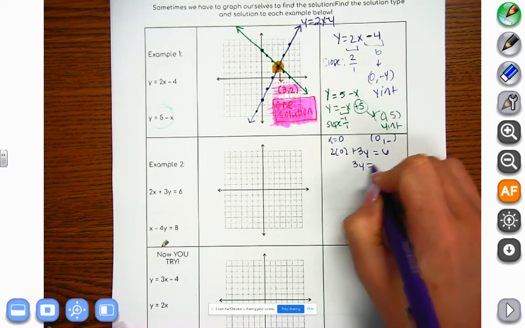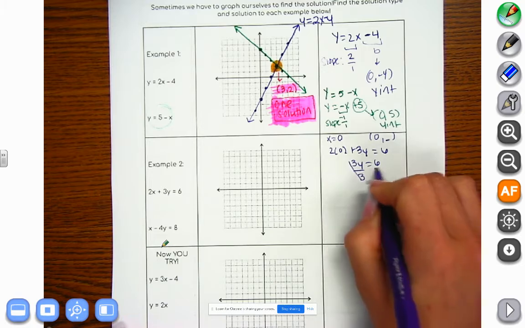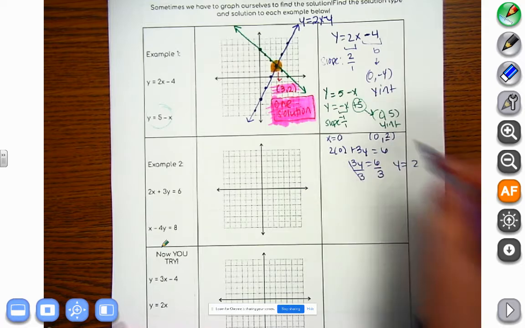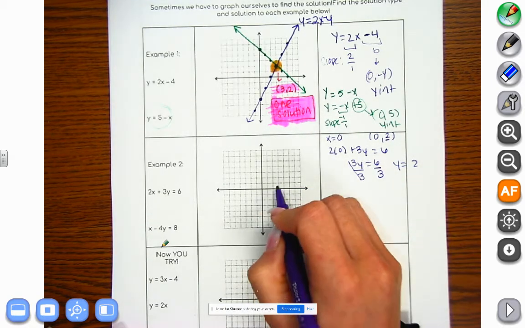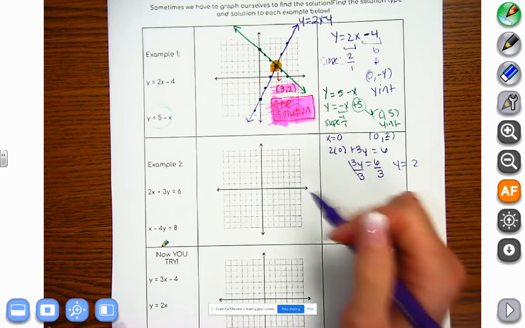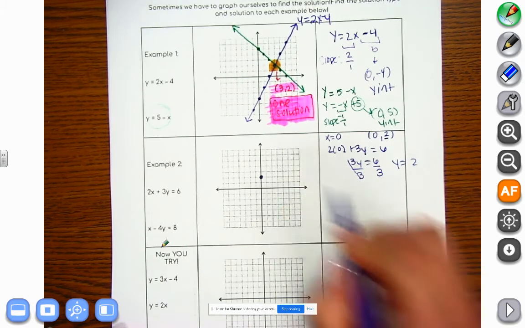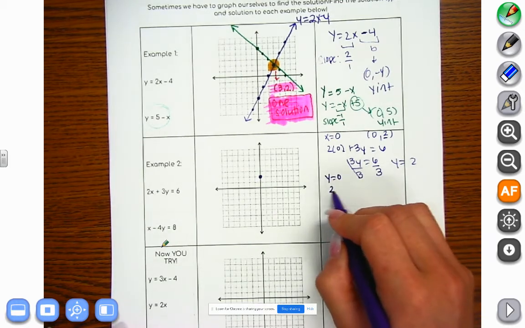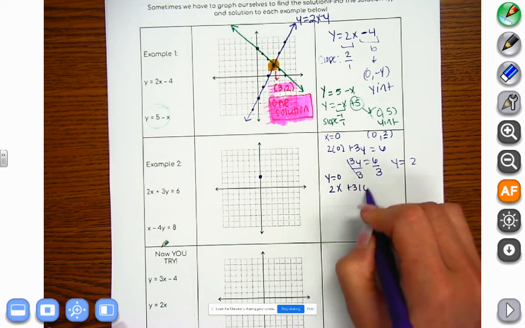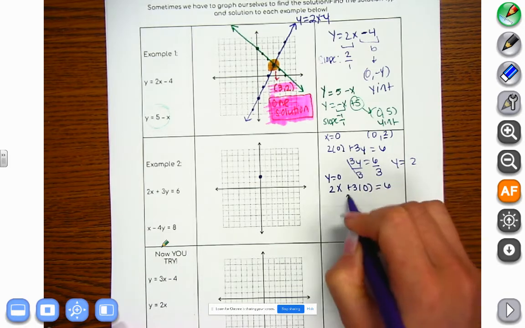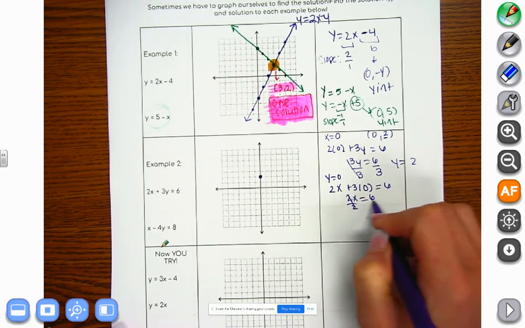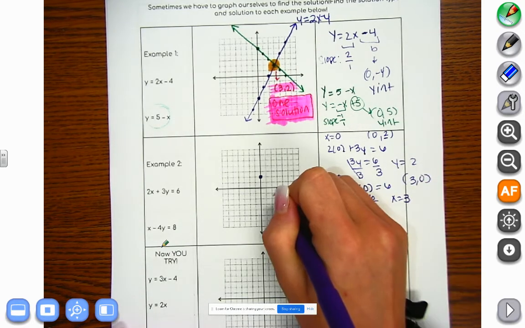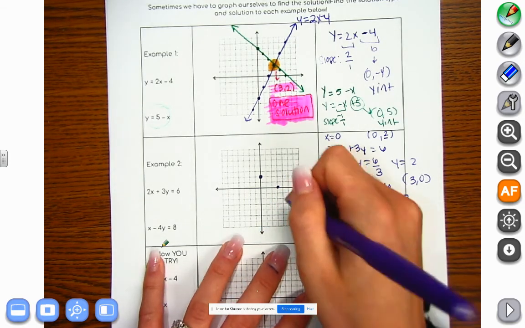Okay, we got 3y equals 6. Divide each side by 3. We're just solving it for y. And y equals 2. So we would put 2 in that place. So 0, 2 is one of our points. Now we need to find another point. So let's do y equals 0. 2x equals 6, we're just solving for x, and x equals 3, so we have 3, 0. So 3, 0, and we would connect those points.